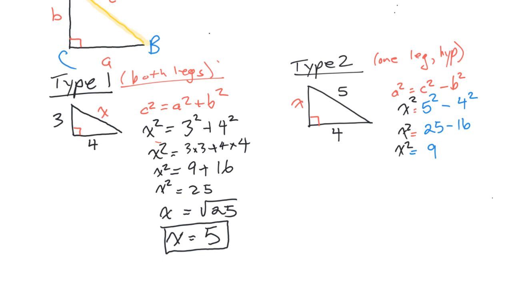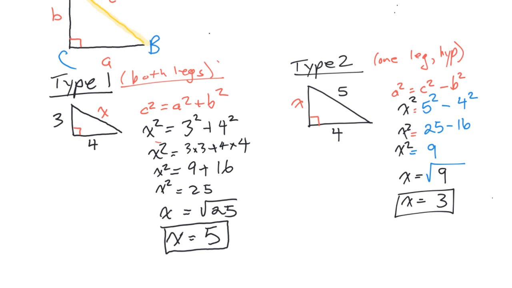And then finally, to get rid of this squared term, all we're going to do is say x is equal to the square root of 9. And the square root of 9 gives us a final answer. X is equal to 3.